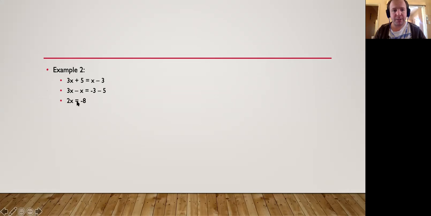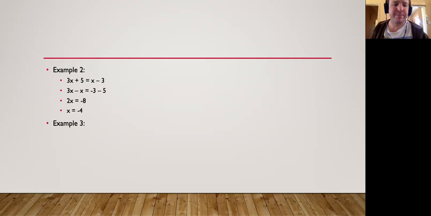Over here, we've got 2x is equal to minus 8. Now, that is a grade 8 equation you've dealt with already. All you do there is simply divide by 2. So 2 divided by 2 is 1. Minus 8 divided by 2 is minus 4.